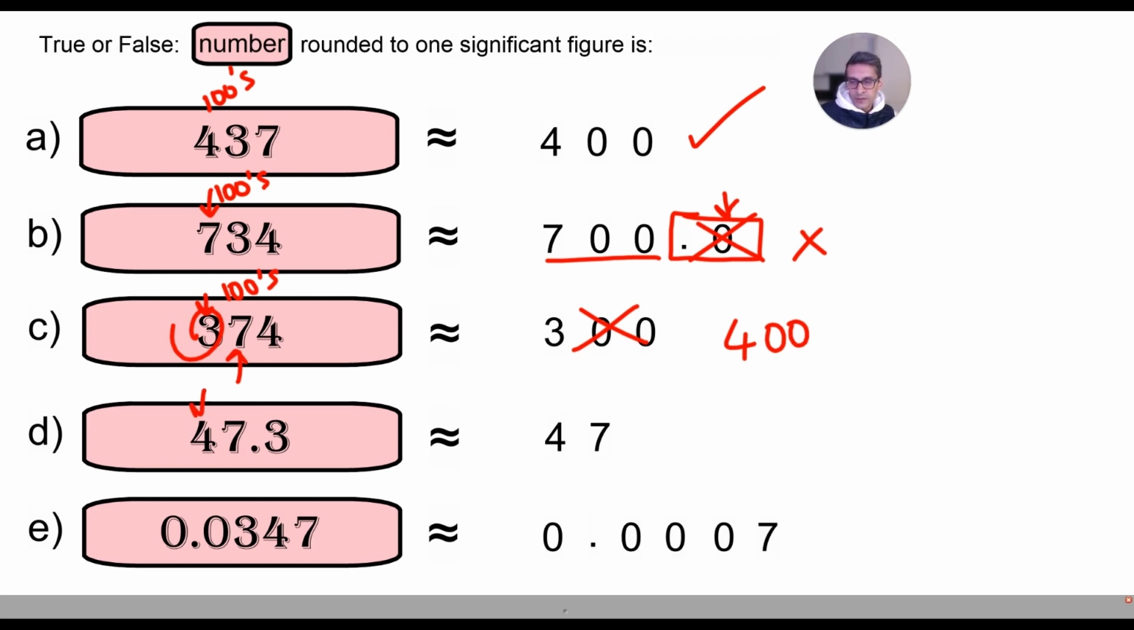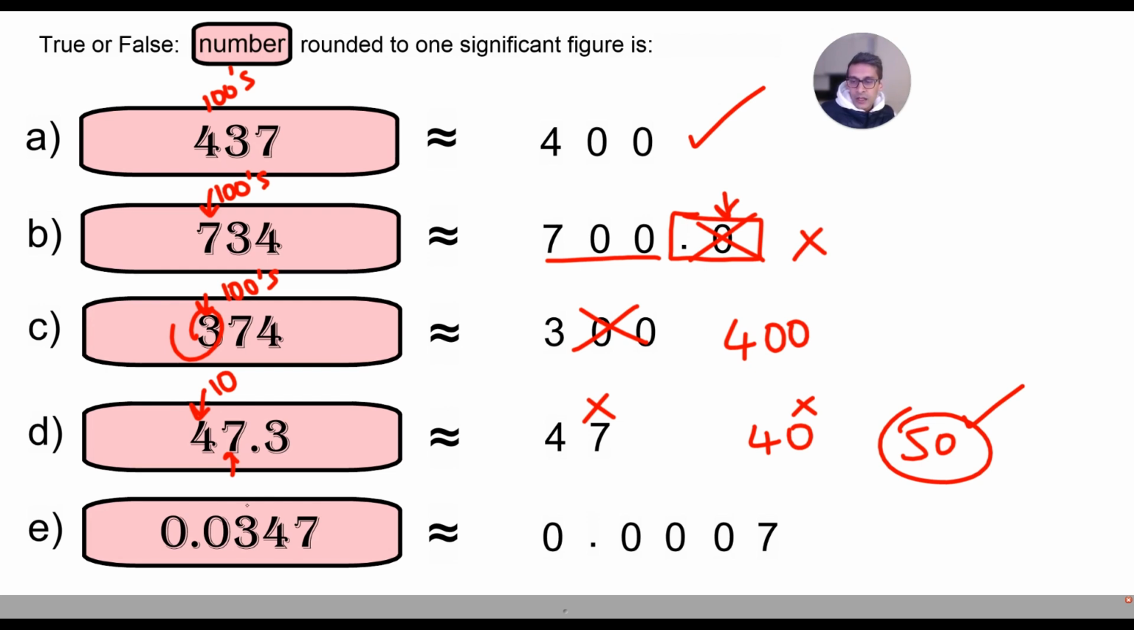47.3, okay, first significant figure is 4, this is in the tens column, rounding to the nearest 10, so it's going to be 40 or 50. Now the decider is 7, so we're going to round the 4 up to a 5, and 50 is our answer. 40 is not correct, and in this case 47 is obviously not correct either. 47 would be correct if it was 2 significant figures, but we haven't looked at that yet, so 50 is the correct answer. Not 50.0, it has to be exactly 50.